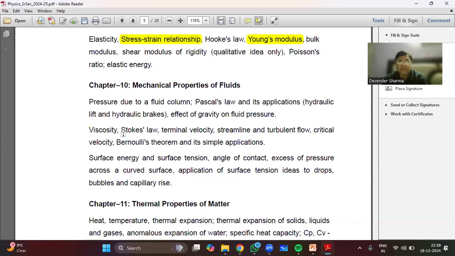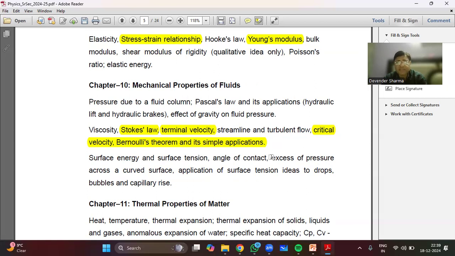The second part is very, very important, where we have so many topics. Stokes' law, terminal velocity. Then we have the critical velocity. And of course, Bernoulli's theorem and its two applications, the most important ones being the venturimeter as well as Torricelli's experiment. So these are the two important applications from Bernoulli.